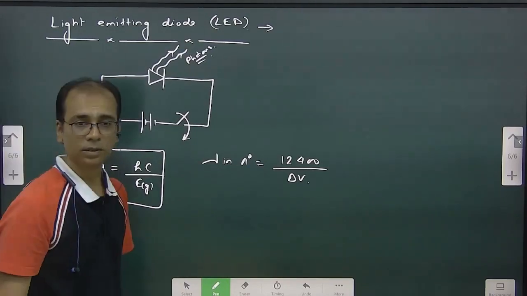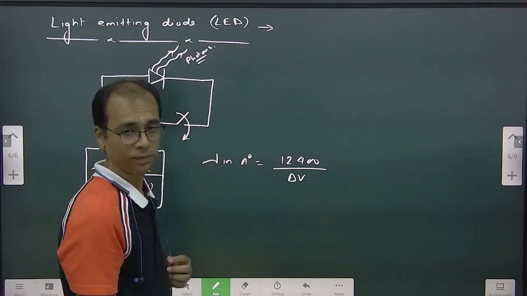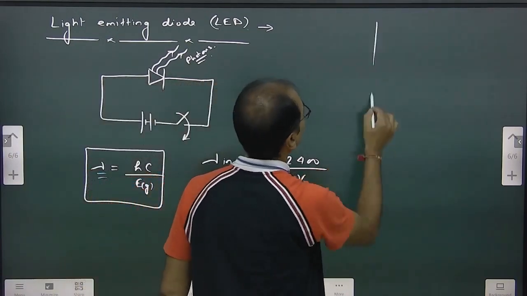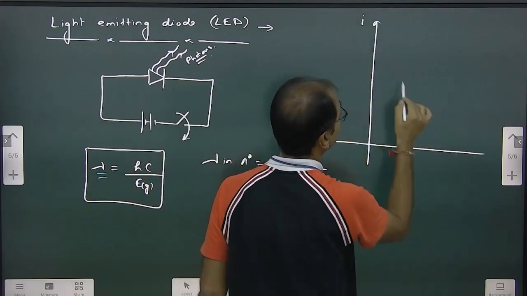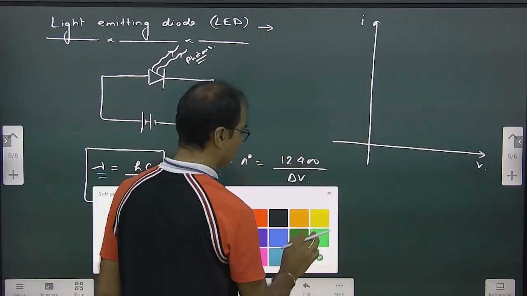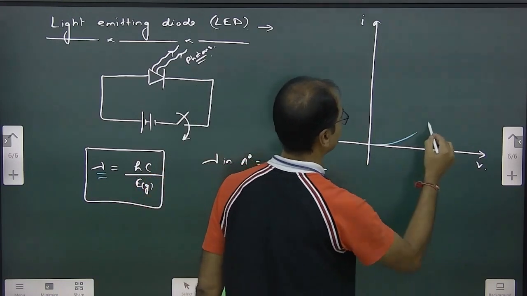Let's see its characteristics, students, then. Characteristics means what? Again, the IV graph. That is only called characteristic. So the IV graph will be similar to forward bias because it's a forward bias only, right? It will be forward bias, something like this that we have seen before, right?